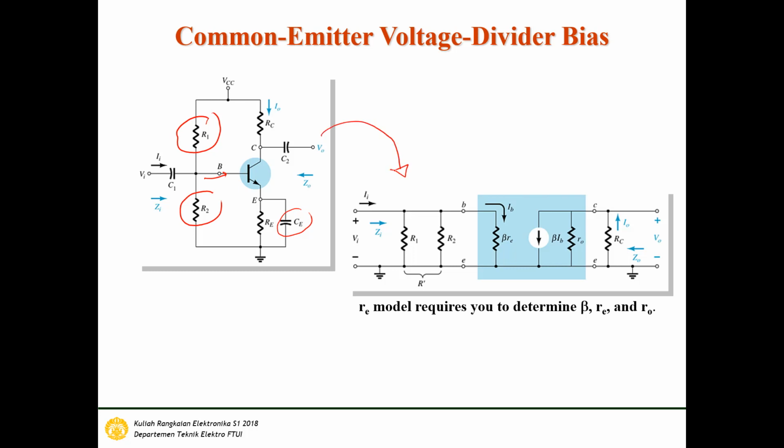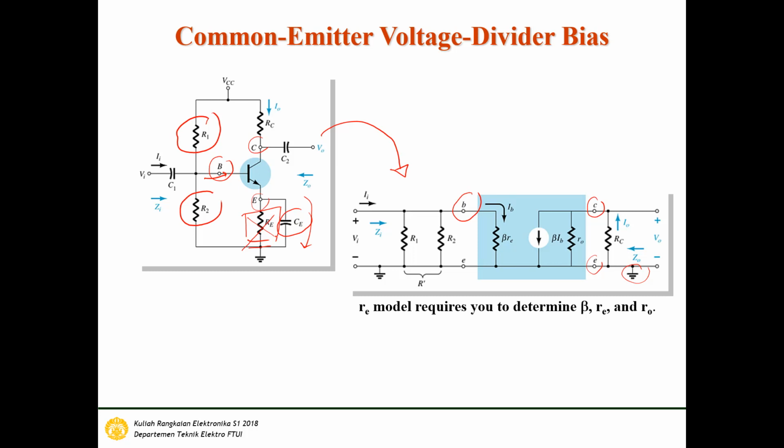Okay, so if we want to use the re model to draw the voltage divider, we can draw it like this. This is the base terminal, this is the collector terminal, and this is the emitter. Because in AC analysis the bypass capacitor is short, the emitter connects to ground, like this. This means it is shorted, so we don't calculate the emitter resistor here. This is the emitter resistor we remove in AC analysis.